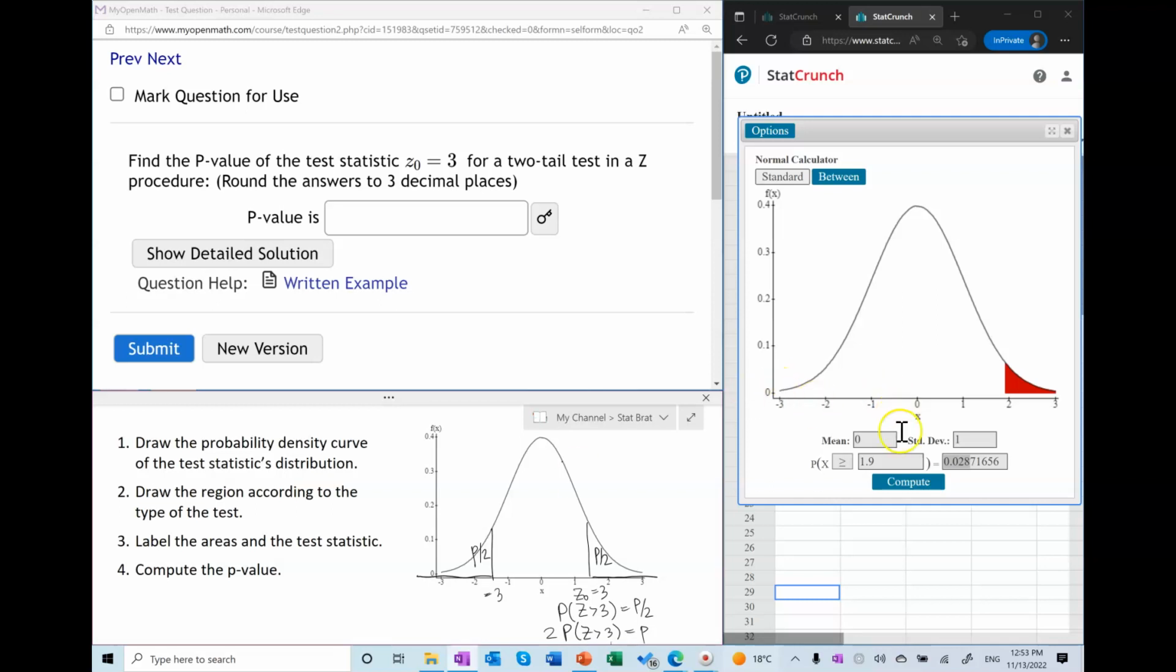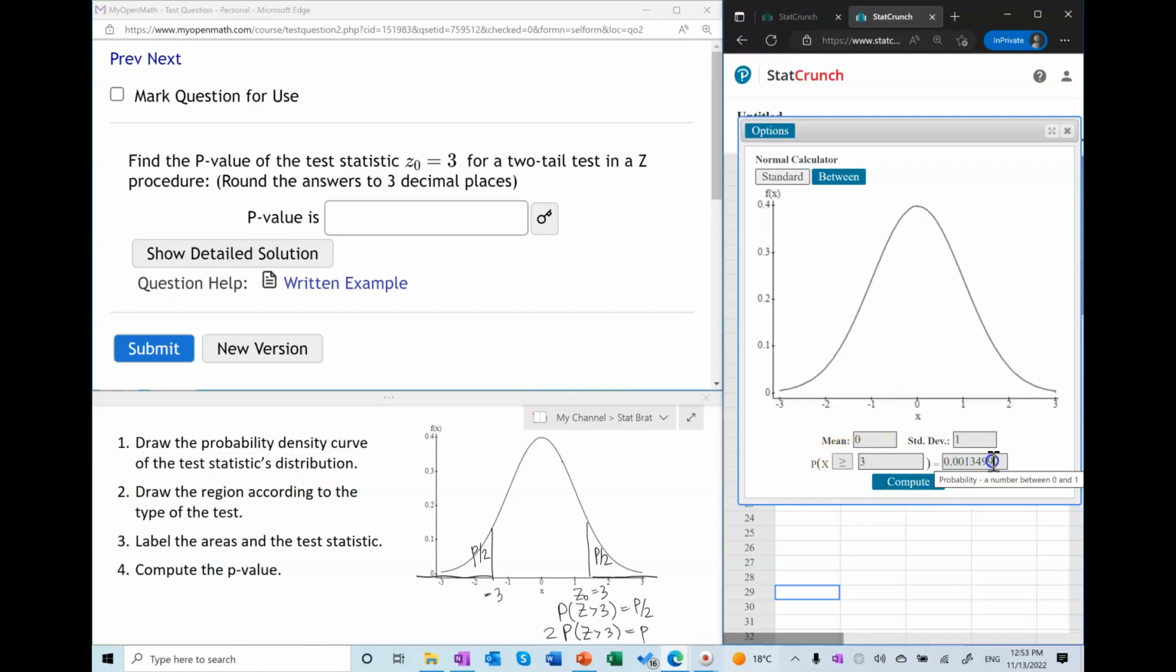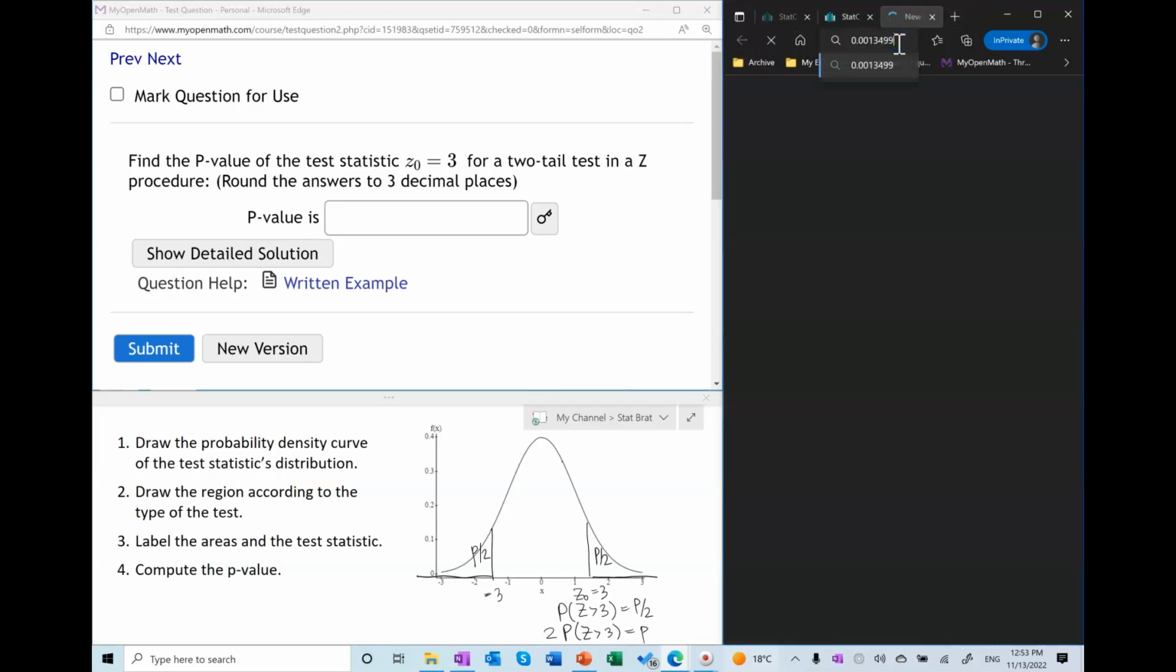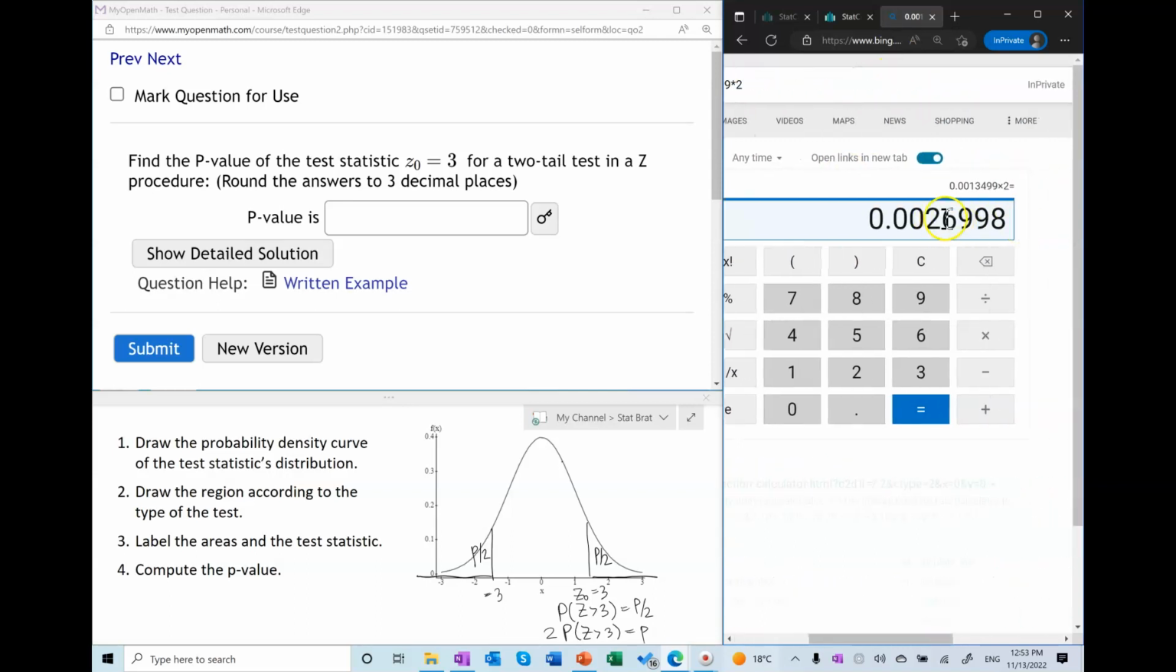So I'm going to open the Z calculator, find the probability of Z being greater than 3, and I'm going to take this number and multiply it by 2. And this is our p-value. And let's submit.